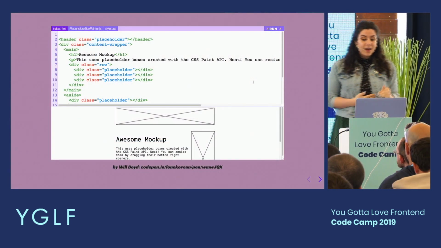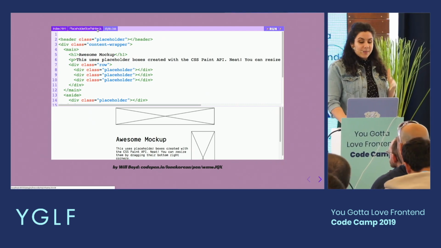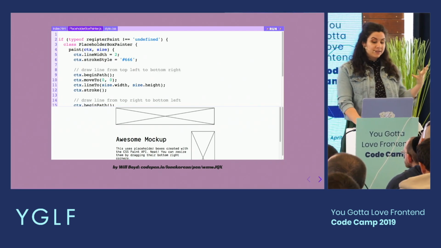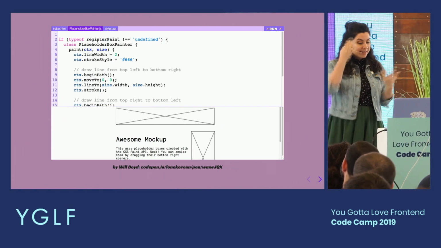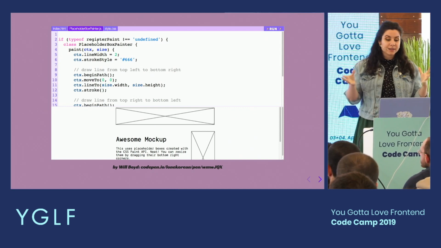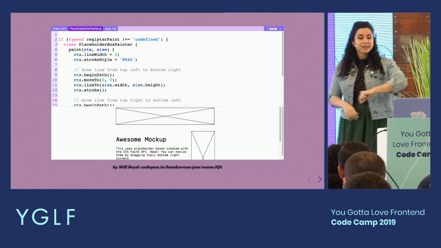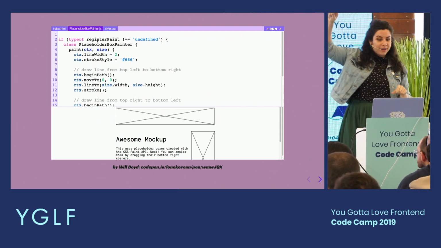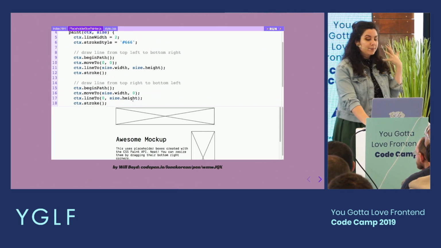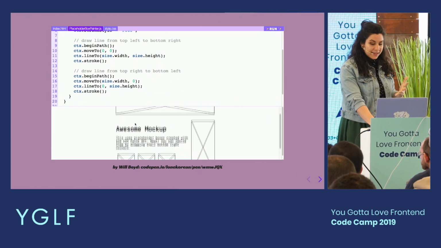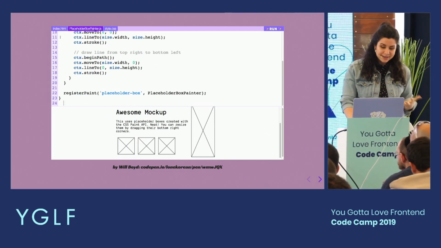So here's an example of using the Paint API, the Paint worklet. We first have to create a worklet to register. In this example from Will Boyd, he is basically just using Canvas to start from the top left, go to the bottom right, start from the top right and go to the bottom left and create these X's. So we're creating these placeholder paint boxes, and that's what we see in this mock-up. So at the end of this, we register paint.